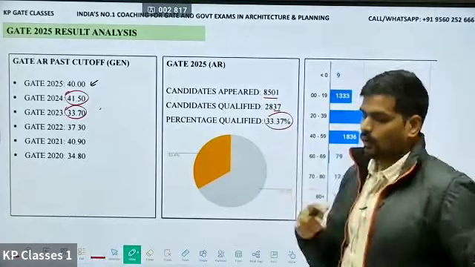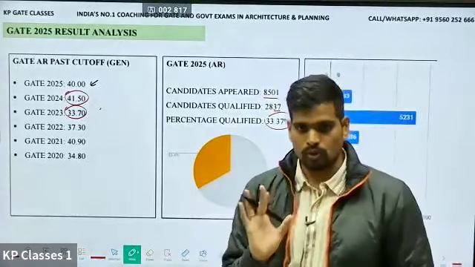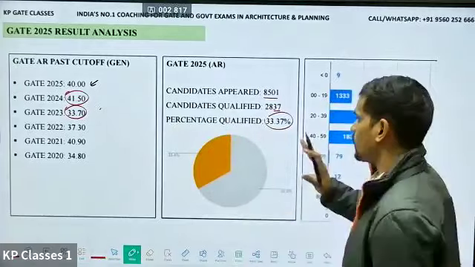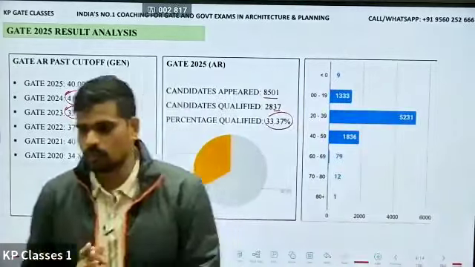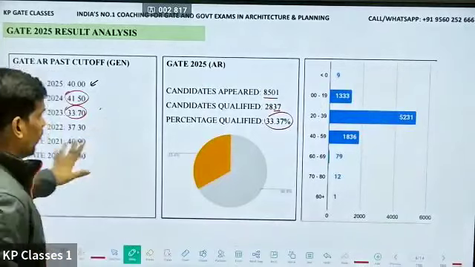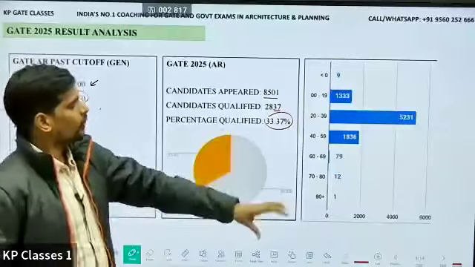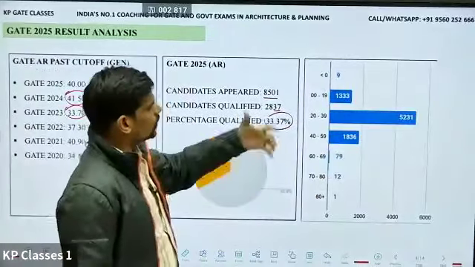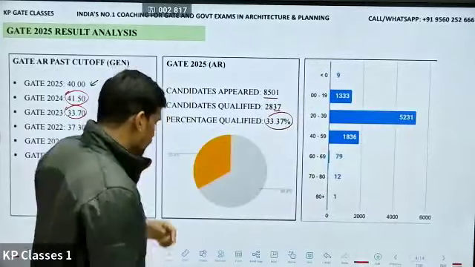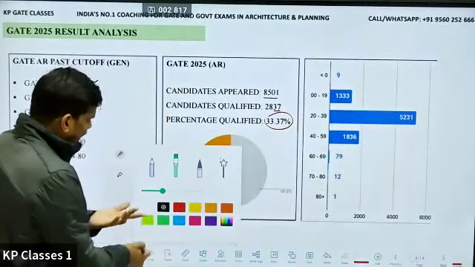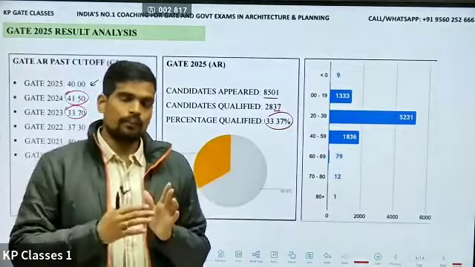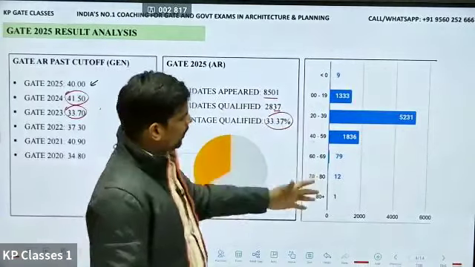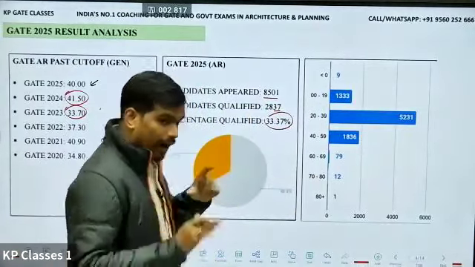So in any case, the qualifying percentage is much lower than the overall candidates. Not even half of the candidates qualify. So it is considered to be a difficult paper to just qualify. But you have to be among toppers. So if you look at the marks distribution, this is again for 2025. If you look into the number of candidates and the distribution, all these data points are provided after the GATE result. So if you analyze the GATE result, this information is for 2025 GATE architecture and planning.